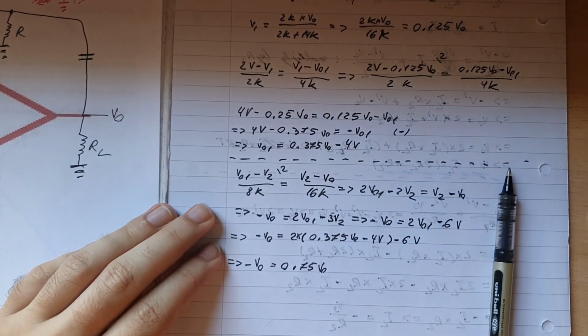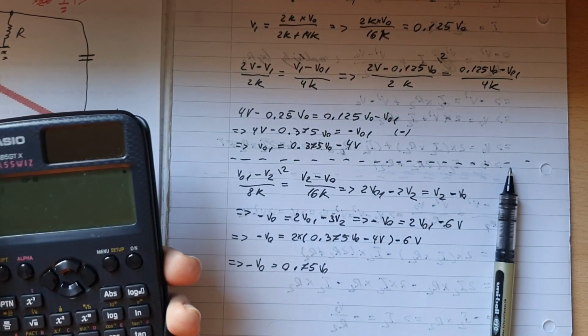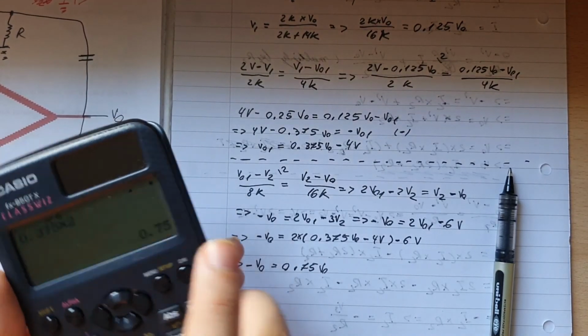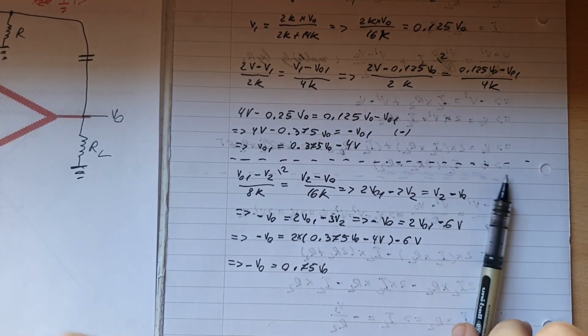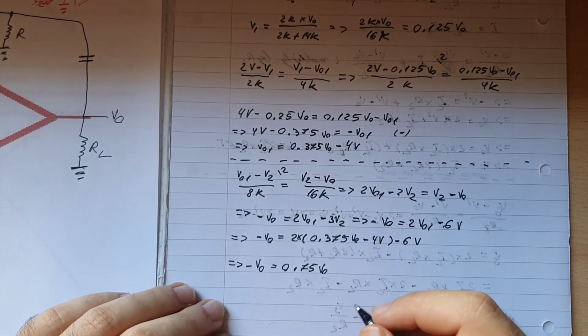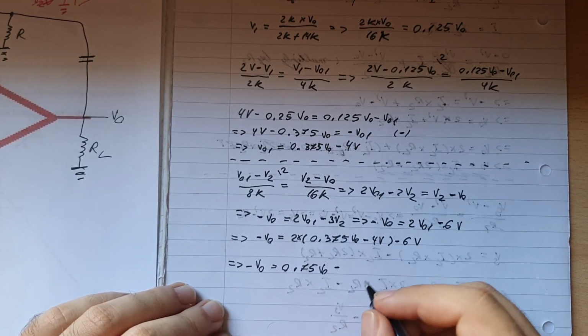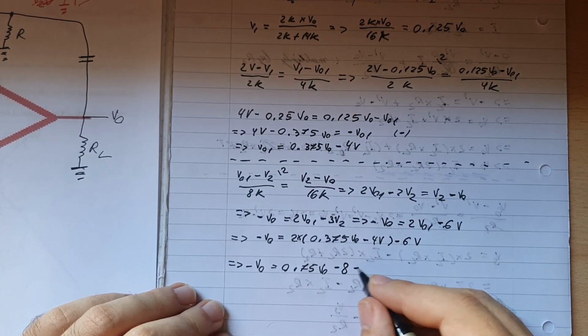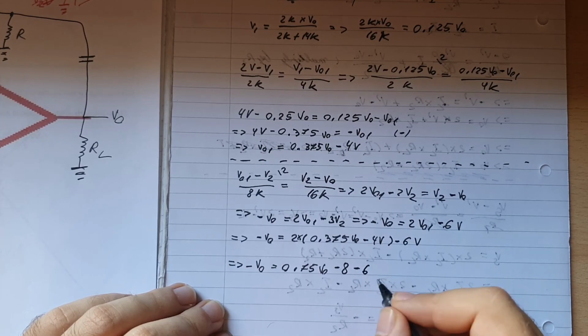Wait, is it actually that number? Let me check. 0.375 times 2. Yeah, it is 0.75, okay. So 0.75 VO minus 2 times 4, that'll be minus 8. And minus the 6 that's left, 6.